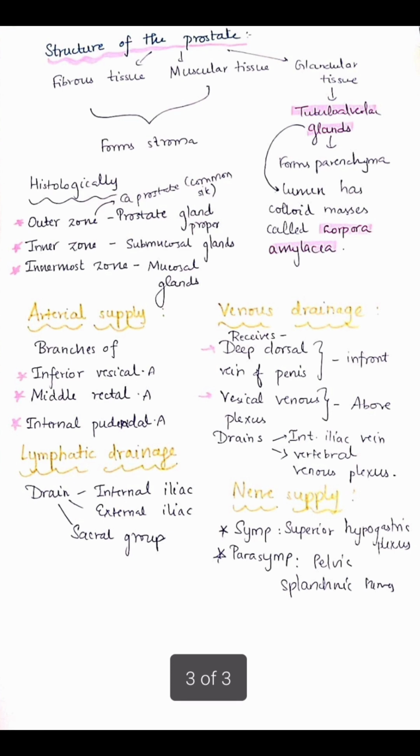The artery supply includes the branches of inferior vesical artery, middle rectal artery and internal pudendal artery. The venous drainage, it receives from the deep dorsal vein of penis in front of it and above from the vesical venous plexus. It drains into internal iliac vein, vertebral venous plexus. Then the lymphatic drainage includes its drainage into internal iliac, external iliac and sacral group. Nerve supply includes for sympathetic superior hypogastric plexus and parasympathetic pelvic splanchnic nerves.